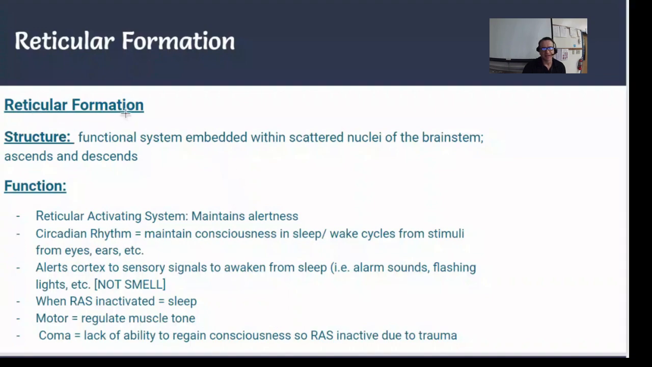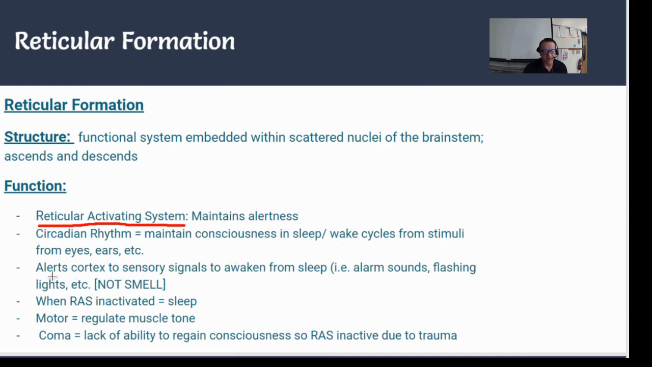And now we got the reticular formations. These are nuclei that go throughout the brainstem, so throughout the medulla, the pons, and the midbrain. So it goes throughout the entire brainstem, and you're going to need to know what it does. It's called the reticular activating system, so it helps maintain alertness.